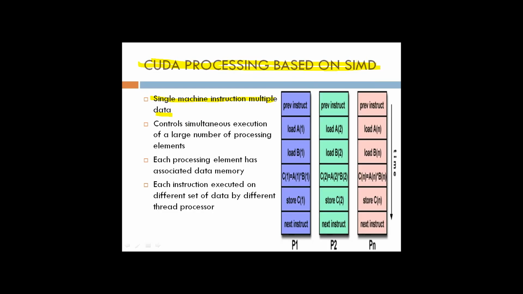Multiple data means we can work on huge, large-size arrays. There can be millions or billions of elements in our array. That is the multiple data, and we are processing a single instruction on all the elements of our array. So it controls the simultaneous execution of a large number of processing elements. We can process a number of elements in parallel. Each processing element has associated data memory. Each instruction is executed on a different set of data by a different thread processor.